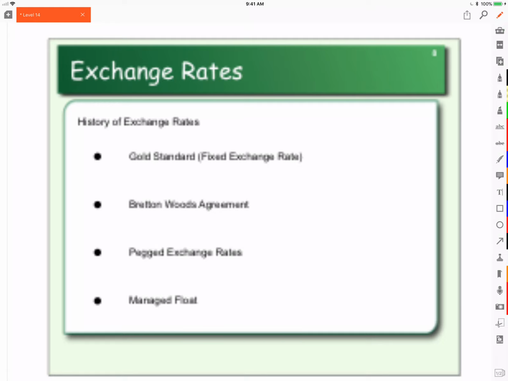If we go back to the history of our exchange rates, we left the pegged exchange rate and we moved to what is called a managed float. And a managed float is where supply and demand determine the exchange rate. So in the next couple videos, we're going to look at how pegged exchange rates work and how the managed float exchange rates work.